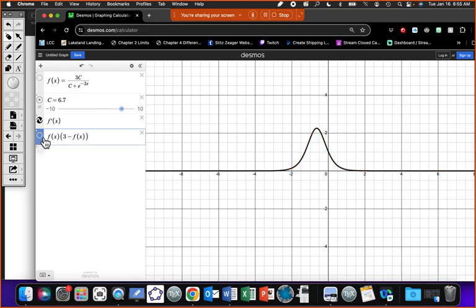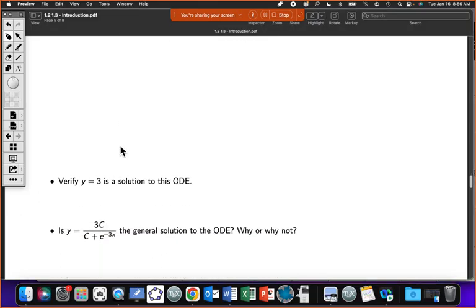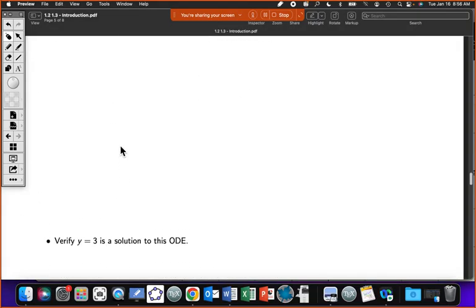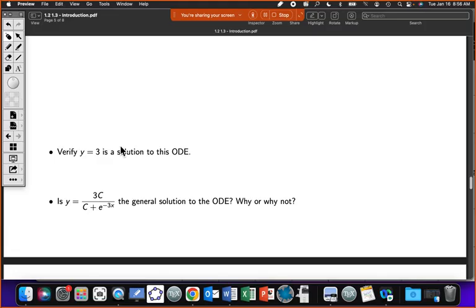Can you tell the difference? There you go. Yep. Yeah, it looks normal-ish. Anyway, that's how you can check these things graphically. And we'll be doing more of that next week. Okay. So let's take a look at this one.